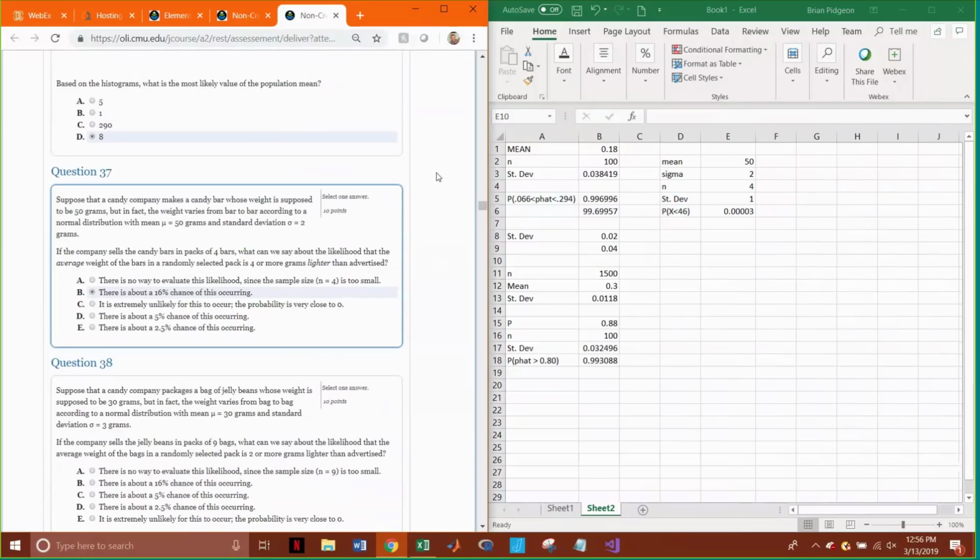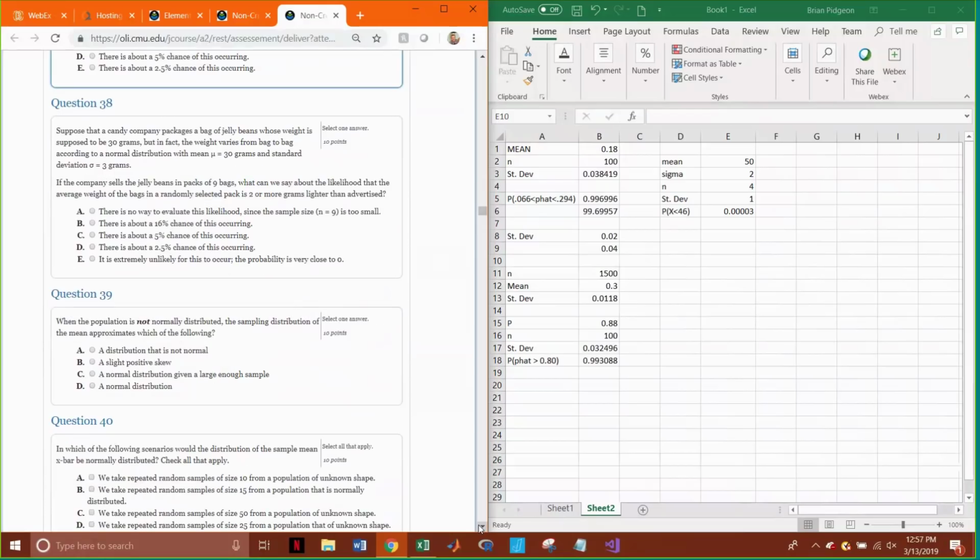Oops. Well, that's not the answer choice I wanted. All right, exact same question, but now everything's a little different.